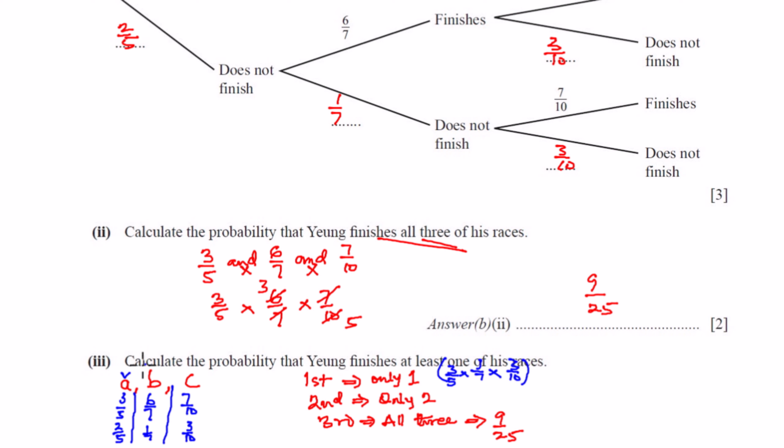It could be that it finished A. So what if it finished B and didn't finish A? If it didn't finish A, that's 2/5. So you say plus 2/5. Then it finished B, that's 6/7, so times 6/7. Then times, it didn't finish C, so that's 3/10.